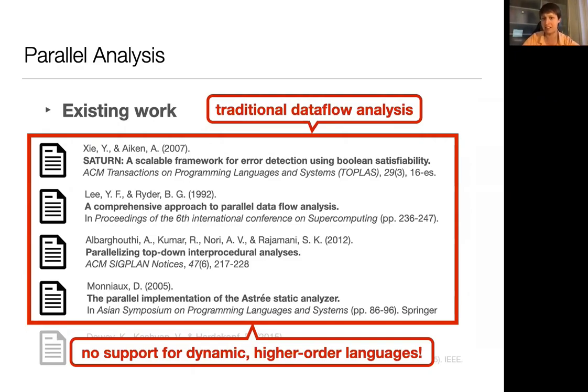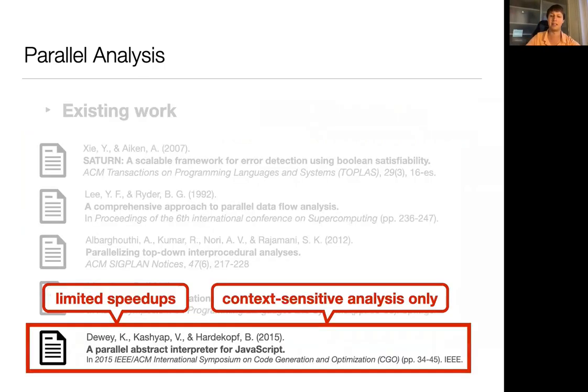The reason for this is that such dynamic languages require a more general class of analyzers that are much more challenging to parallelize. There is indeed little work on parallel analyzers for such dynamic languages. Now, one notable exception is the paper that I've highlighted here, which parallelizes a static analysis for JavaScript. However, this parallelization strategy achieves more modest speedups than what we see for parallel analyses of static languages, and it only works for context-sensitive analyses, so not for context-insensitive ones.